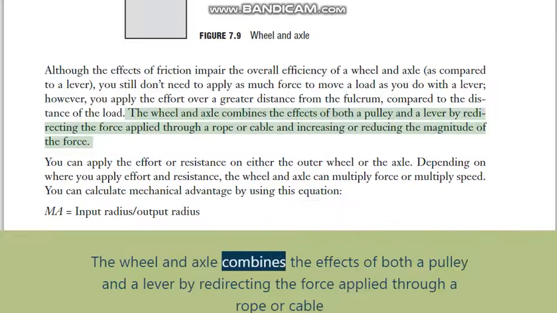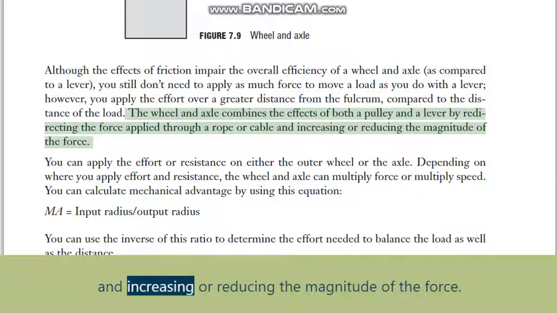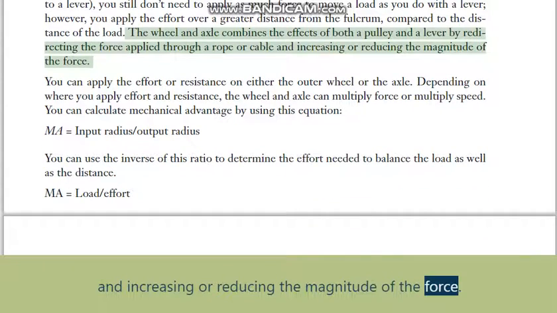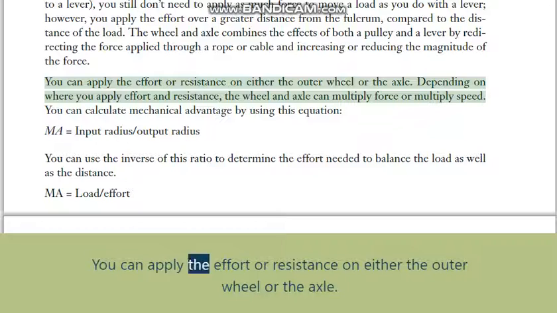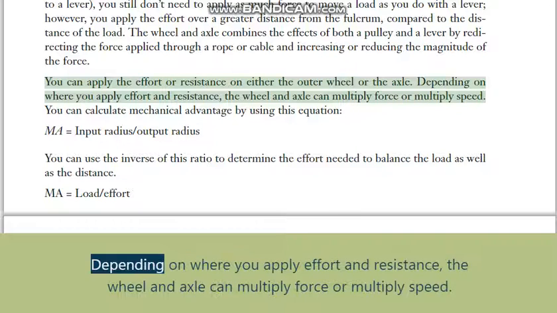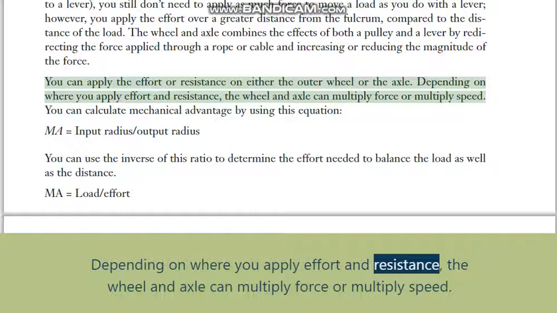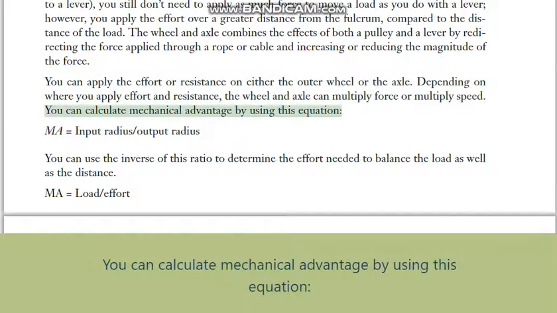The wheel and axle combines the effects of both a pulley and a lever by redirecting the force applied through a rope or cable and increasing or reducing the magnitude of the force. You can apply the effort or resistance on either the outer wheel or the axle. Depending on where you apply effort and resistance, the wheel and axle can multiply force or multiply speed. You can calculate mechanical advantage by using this equation.